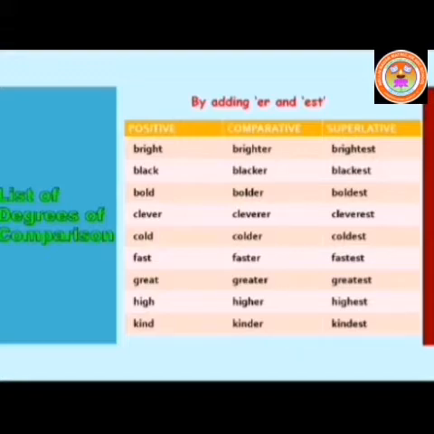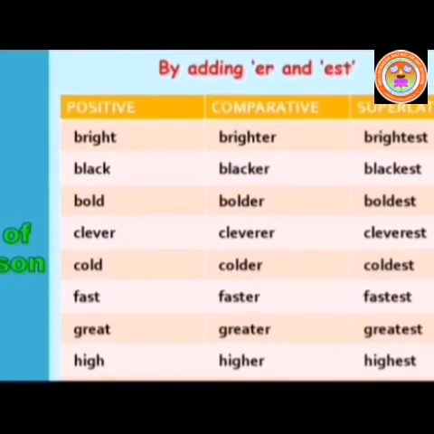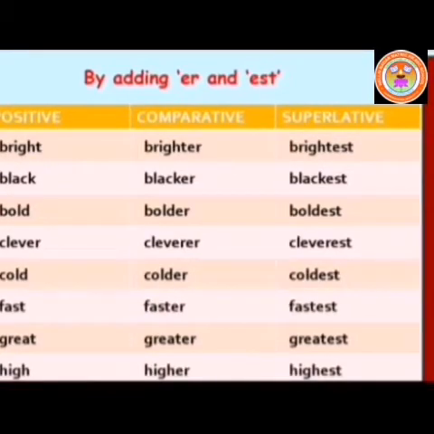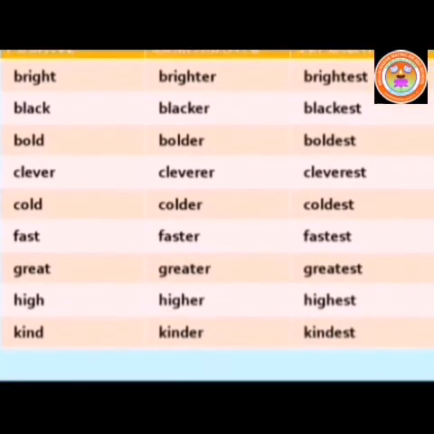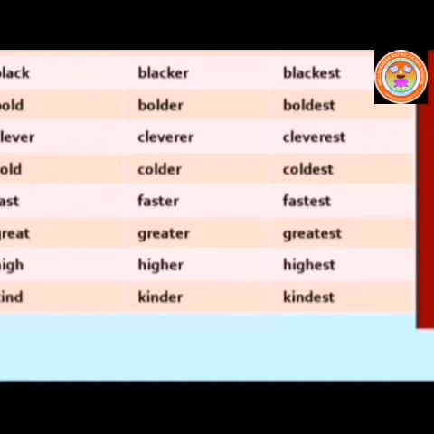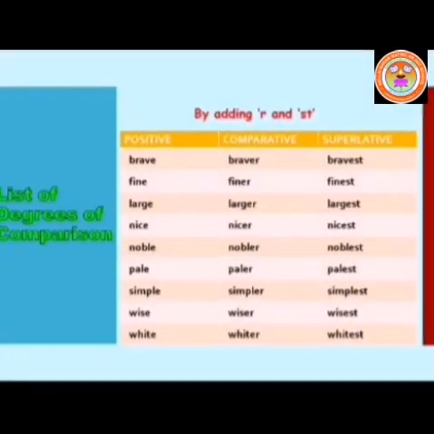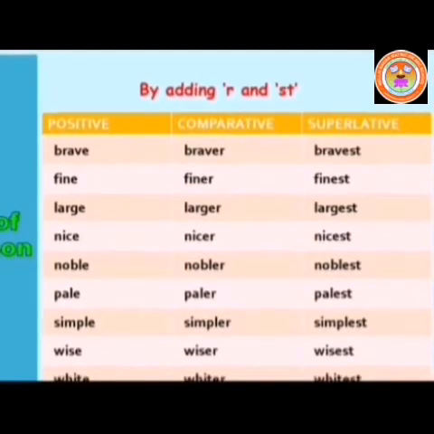See, positive word is bright. Then in the comparative degree, bright plus er, brighter. Then bright plus est in superlative, brightest. Black, blacker, blackest. Bold, bolder, boldest. Clever, cleverer, cleverest. Cold, colder, coldest. Fast, faster, fastest. Great, greater, greatest. High, higher, highest. Kind, kinder, kindest. So like this we can change. This is one type, and the second type is by adding r or st.